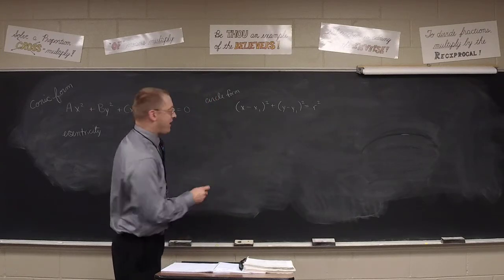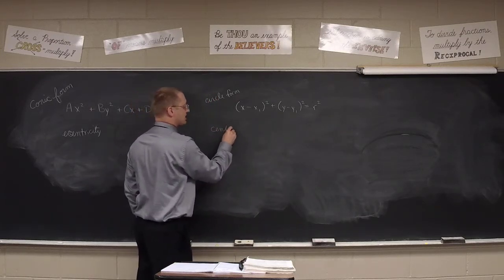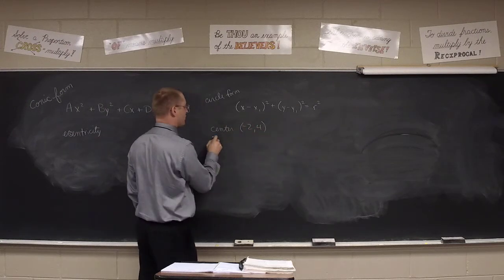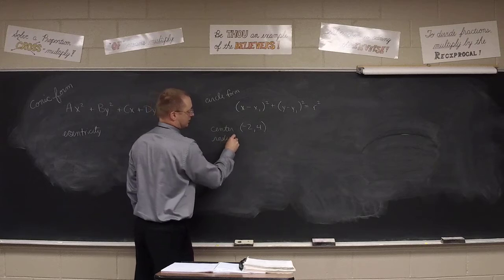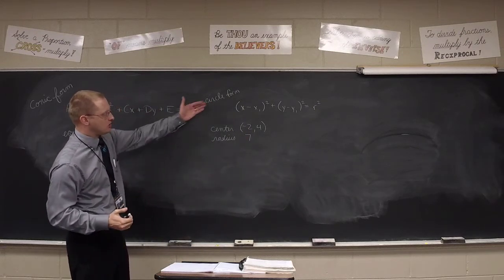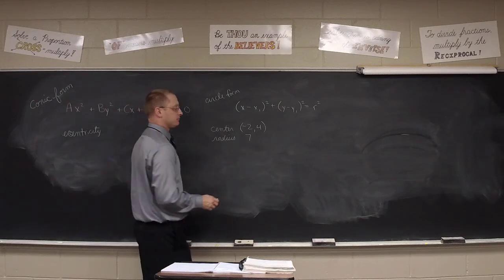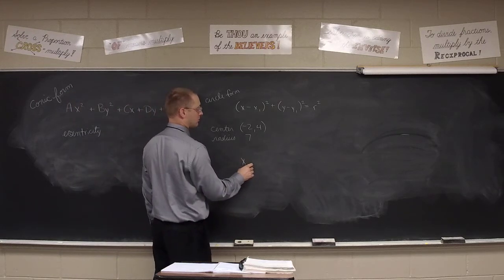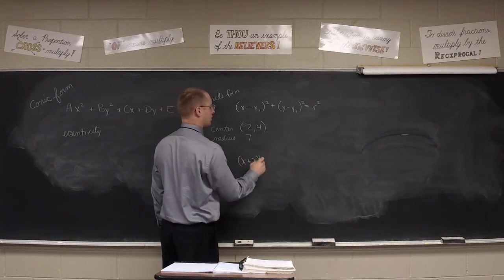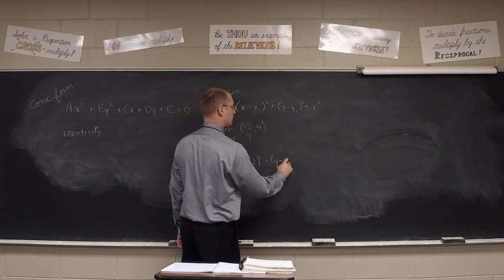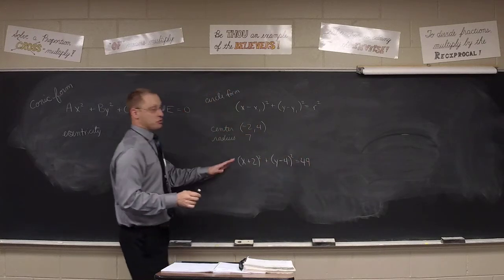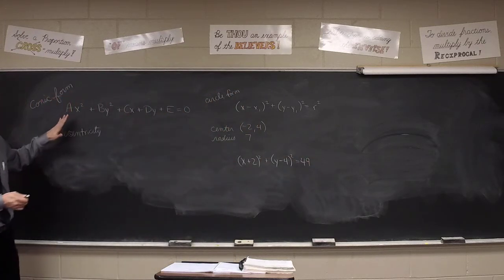So, for instance, if I had a circle whose center was at the point -2, 4, and the circle had a radius of 7, in the circle form, Jamie, what would this equation look like? (x plus 2) squared plus (y minus 4) squared equals 49. Perfect.